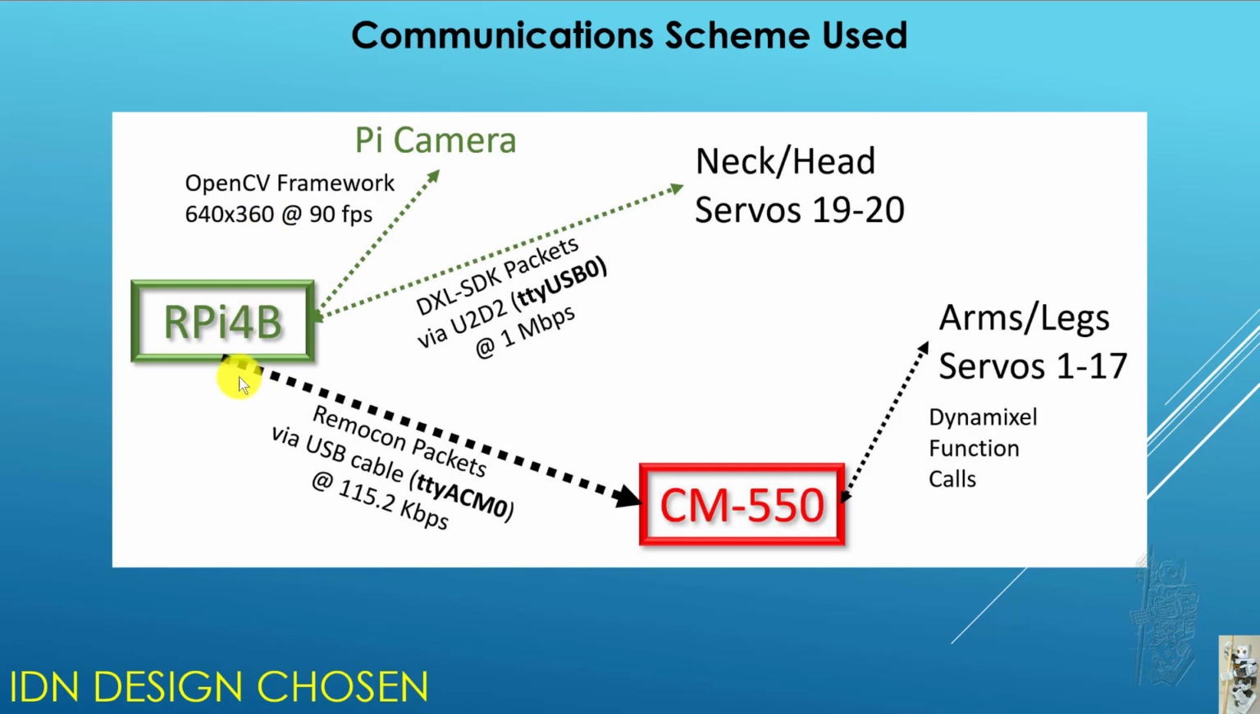Once the RPi4B studies the images and decides what to do with the CM550, it will send a remote control packet over the USB cable at 115.2 kilobit per second. And then the CM550 just uses motion offset, joint offset, motion unit, motion pages, and so on to take care of the arm and leg servos to move the robot around.